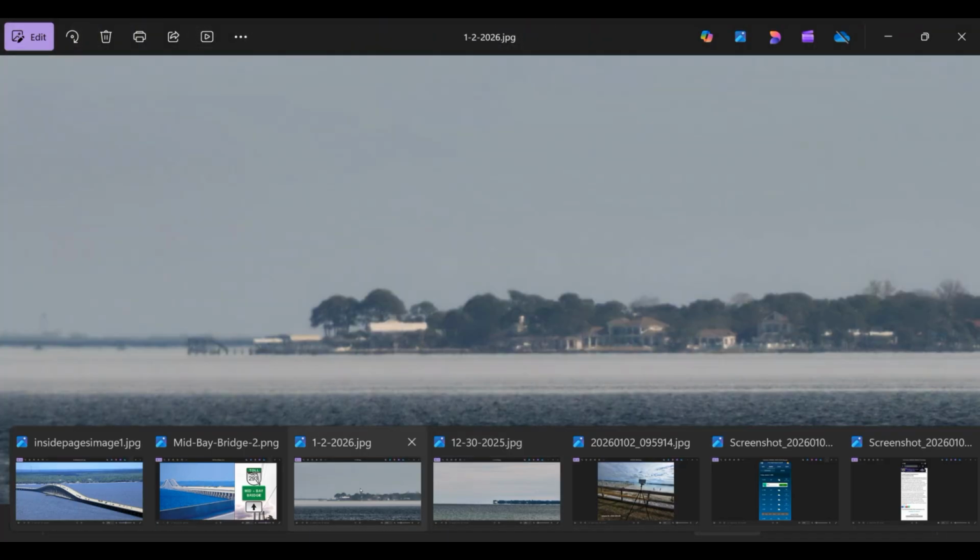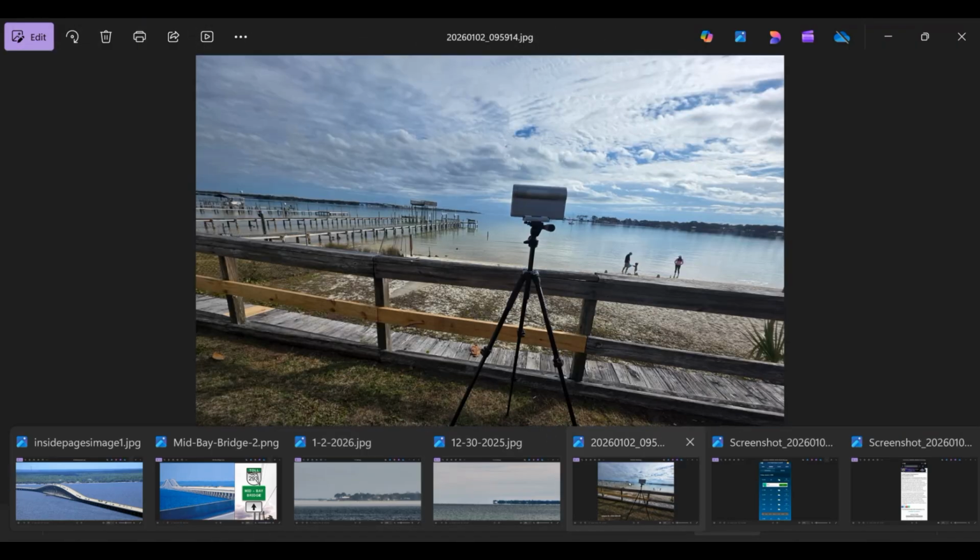I did some time-lapse footage of this too. As you can see, here's where my camera was. I was about 10 or 12 feet off the water. We'll say 15, just to be safe.